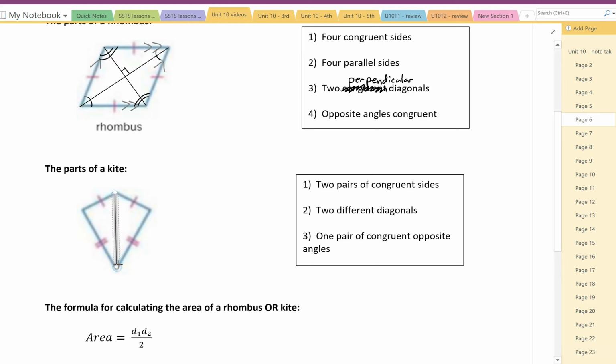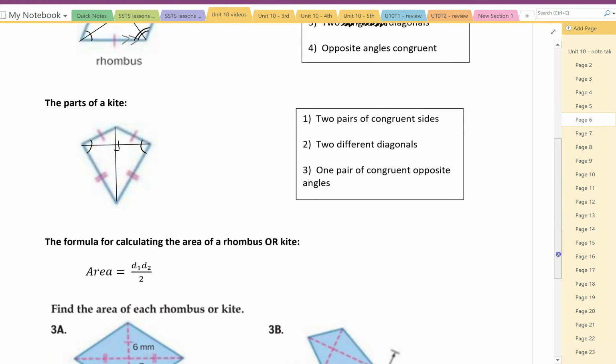So this diagonal right here goes from one corner to its opposite. If I draw in the other diagonal, it goes from this angle to its opposite. These two lines are perpendicular. In other words, they meet at a 90-degree angle or a right angle. They also have one pair of congruent angles. Okay? This one right here and this one right here are not congruent.